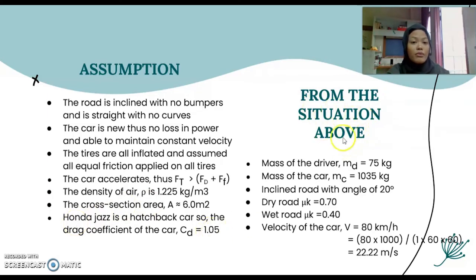And from this situation above, I found a few parameters, which are: mass of the driver equal to 75 kg, and mass of the car is equal to 1035 kg, and the coefficient of friction when the road is dry is 0.7, and the coefficient when the road is wet is 0.5, and the velocity of the car is equal to 80 km per hour, and we convert it into meters per second, and we got 22.22 meters per second.